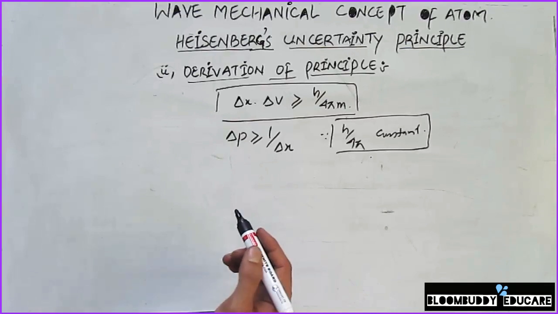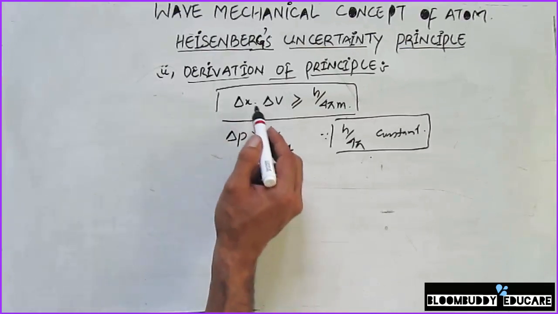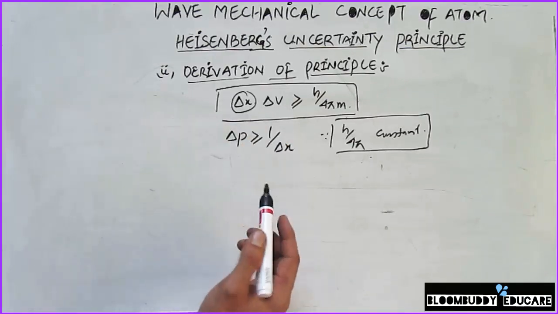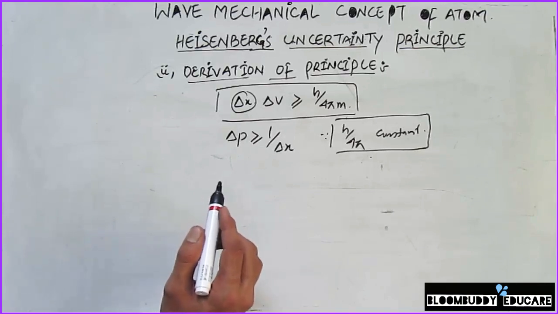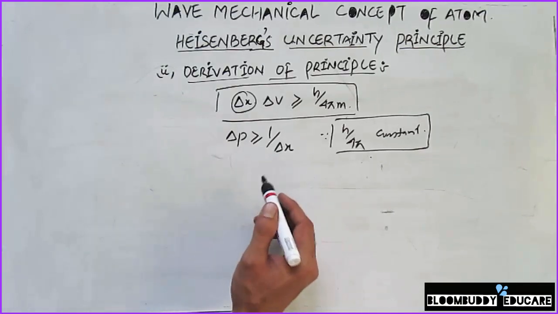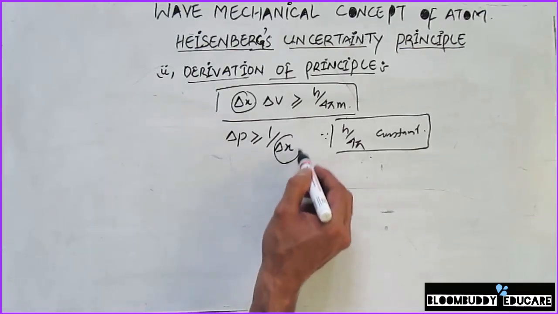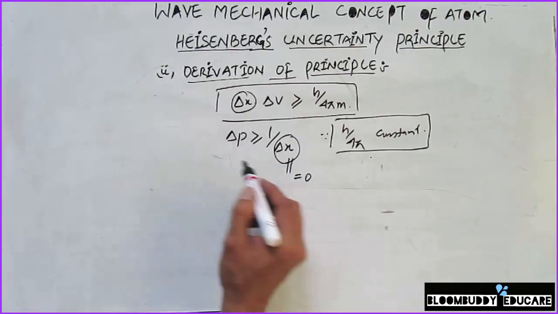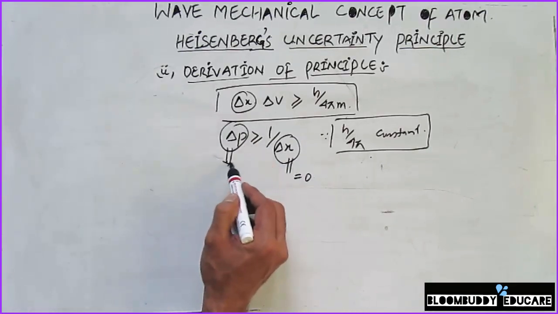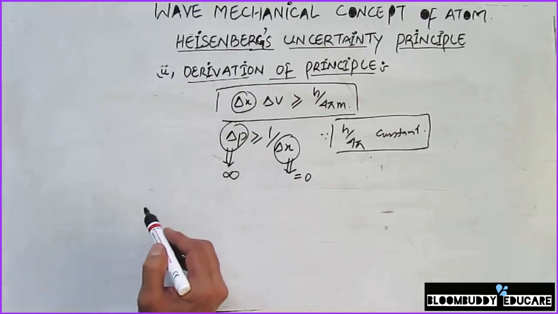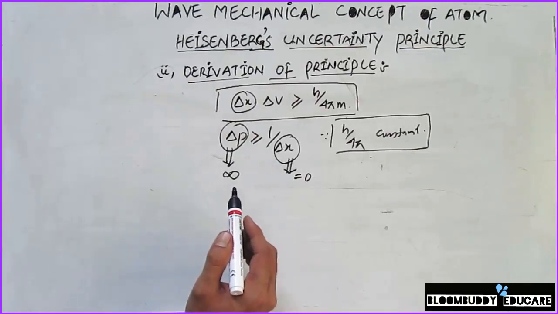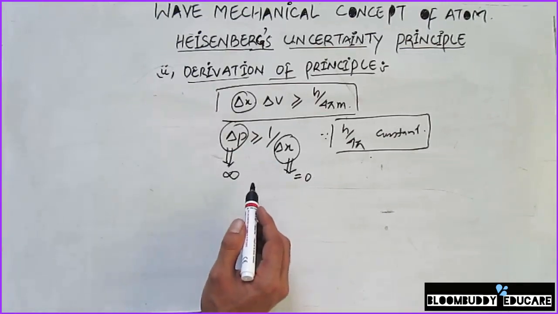In a similar manner, when delta x is 0, the position can be located with accuracy, whereas delta p becomes infinity. So if delta x is 0, then delta p becomes infinity. That means the momentum cannot be measured.